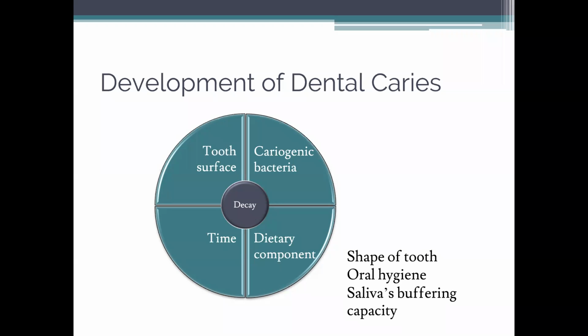Also, your saliva. You all know that your salivary secretions help buffer the oral pH. So when you drink or eat and the pH of your mouth lowers, your saliva helps raise it back to normal. So those things come into play. And when we talk about saliva, what about if you have a dry mouth? You don't have any saliva, you have xerostomia. How is your buffering capacity going to be when we talk about caries development?